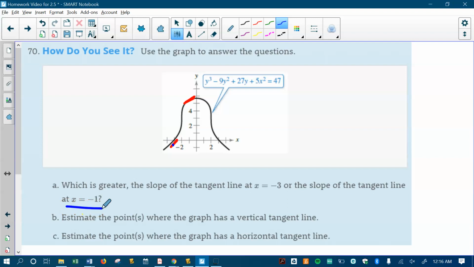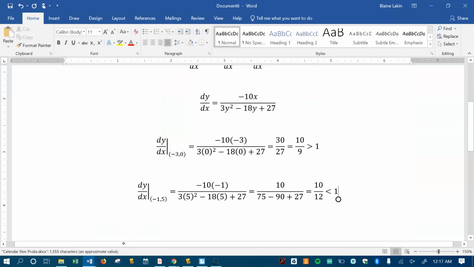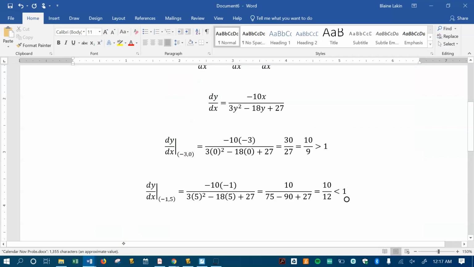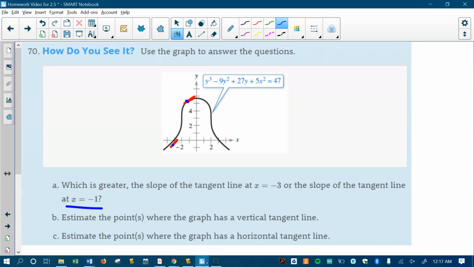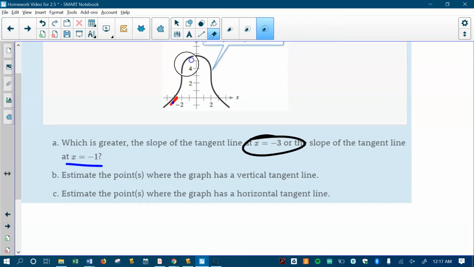And then x equals negative 1. They said that the y value was about 5. And then I plugged them into the derivative. And when I plugged (-3, 0) into the derivative, I got a slope greater than 1. When I plug in (-1, 5) into the derivative, I got slope less than 1, which tells me that x equals -3 had the bigger slope. And again, you could have eyeballed that. That would have been fine too.